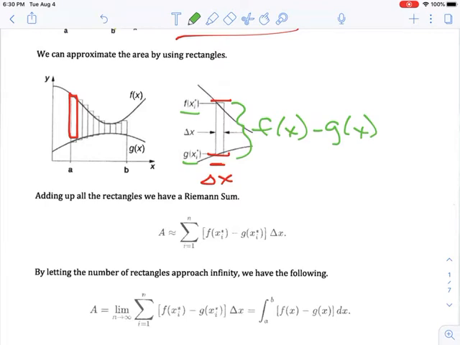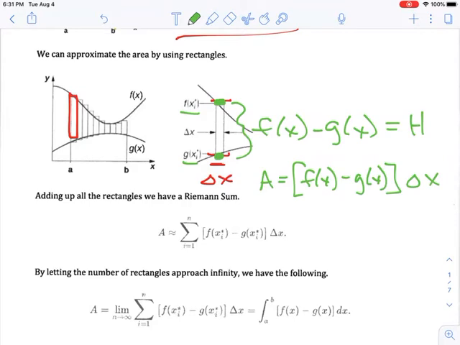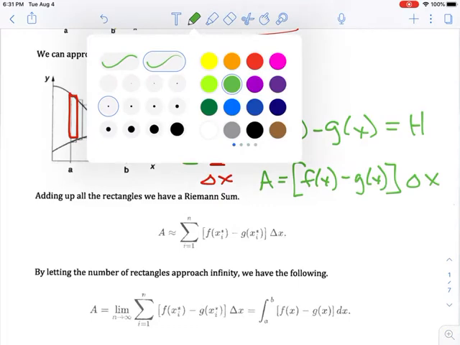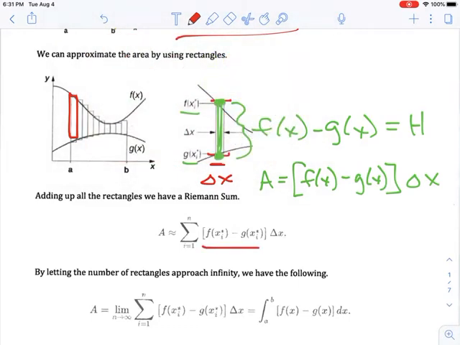Now, f of x is where the rectangle intersects the function f, so it's the function value there. And g of x is where the bottom of the rectangle intersects the function g of x. So this is going to give us the height of the rectangle. So the area of the rectangle would be equal to f of x minus g of x, that's the height, times delta x. That's going to give us the area of this one rectangle, all right? Well, we want to know the area of a whole bunch of rectangles. So here's our formula right there.